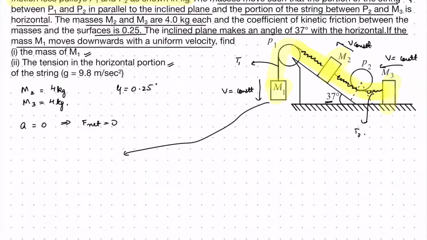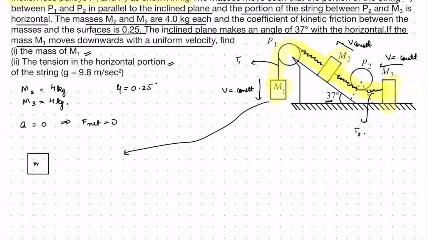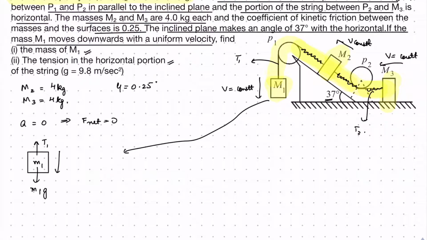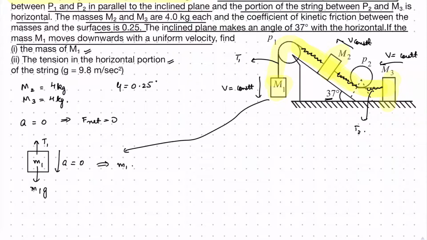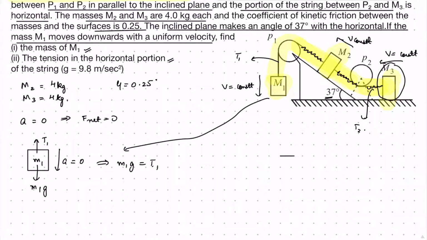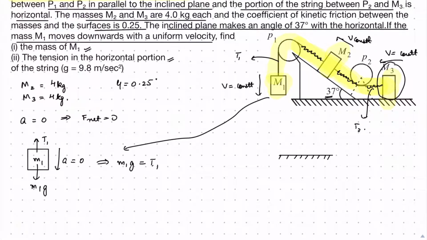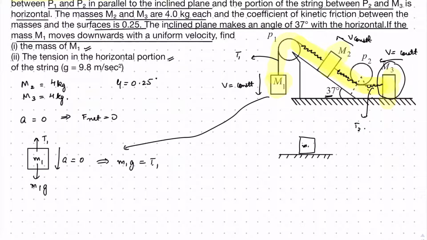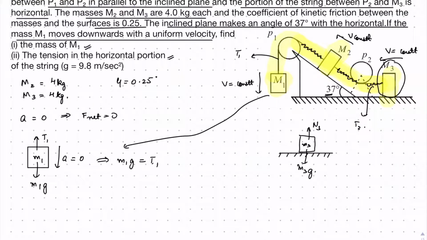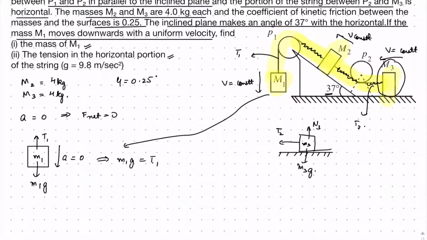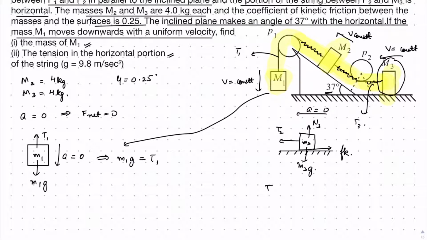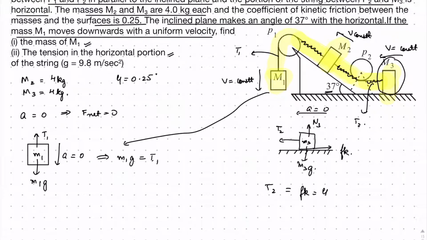If you pick the first block of mass m1, on this m1g would act downward and tension T1 would act upward, and since its acceleration is 0, m1g must be equal to T1. Pick the third block m3. On it, m3g would act downward, normal reaction n3 would act upward, tension T2 forward, and friction Fk backward, where the acceleration is also 0. So T2 must be Fk, which is mu into m3 into g.